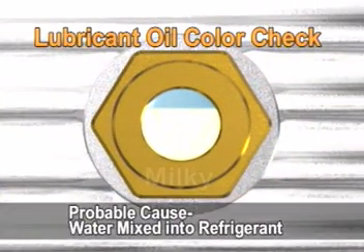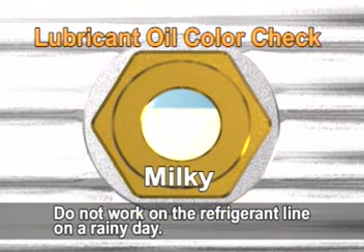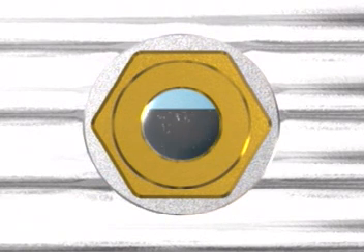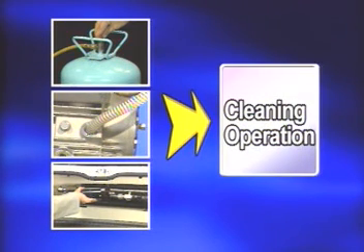If the lubricant oil is milky in color, water might be mixed in the refrigerant. These cases usually happen in case of mistakes in service operation or insufficient vacuum operation. Since it's liable to happen on a rainy day, do not work on the refrigerant line on rainy days. When the lubricant oil color changes, find the relevant cause and repair it. Then replace refrigerant, lubricant oil, and dryer, and perform cleaning operation. The cleaning operation is for removing any impurities remaining in the refrigerant line.